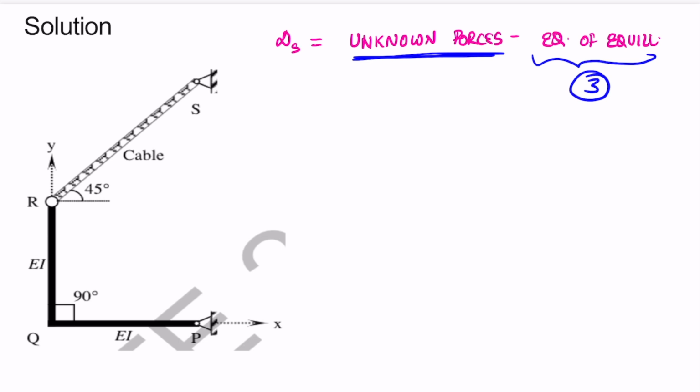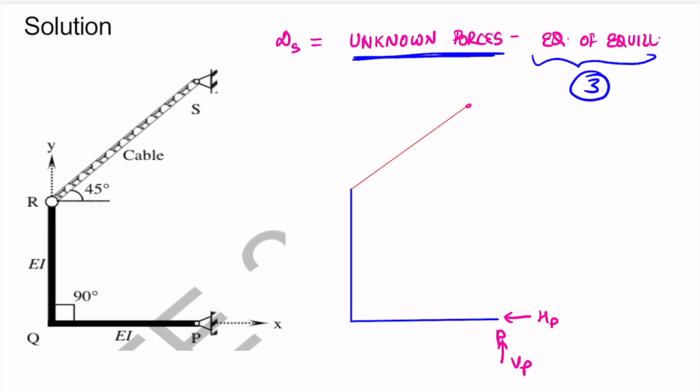So for determining the unknown forces, let me draw the free body diagram for this structure. That is, I'll mark the reaction forces, possible reaction. So it is a rigid frame with this cable here. So let me draw the cable like this. So at point P, we will have 2 possible reactions. One is, let's call it as HP, and let's call this vertical one as VP.